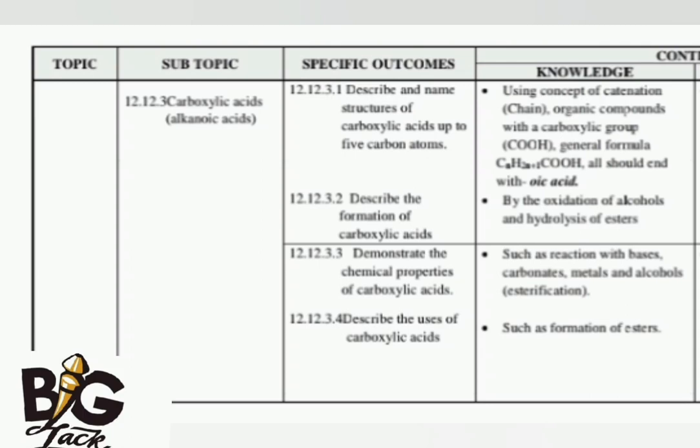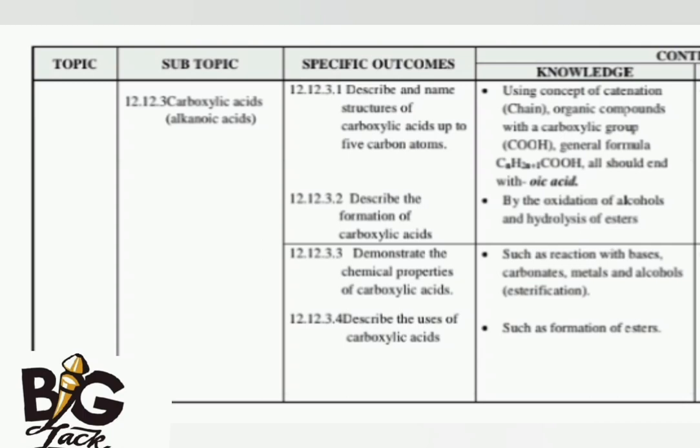That one is the general formula for all carboxylic acids. Apart from that, they are also going to ask you to describe the formation of carboxylic acids. So when alcohols undergo oxidation, an acid is produced. Apart from that, when an ester undergoes hydrolysis, carboxylic acid is going to be produced.